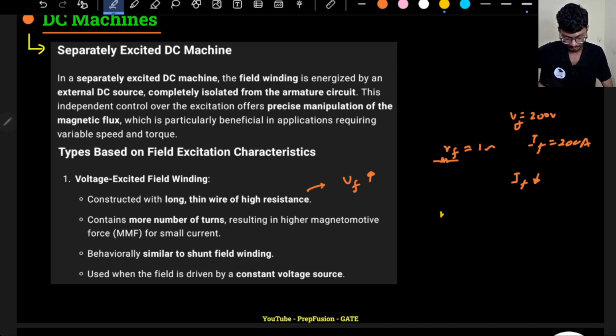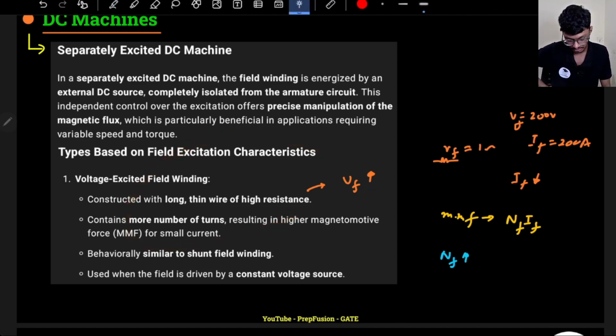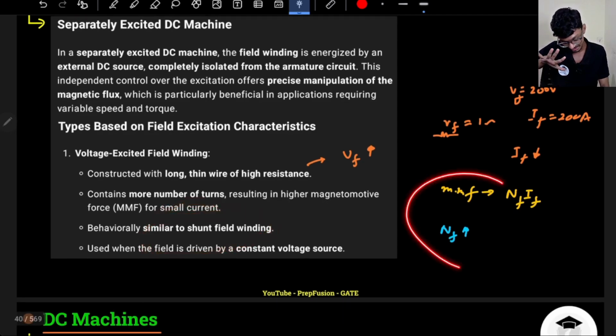But I need MMF. I need the flux, I need good MMF. Because MMF is N into IF, I will increase the number of turns of the field coils. That's why for a voltage excited field winding, the number of turns will be higher, similar to the shunt field winding. Don't worry, I will come back to this discussion again later on.